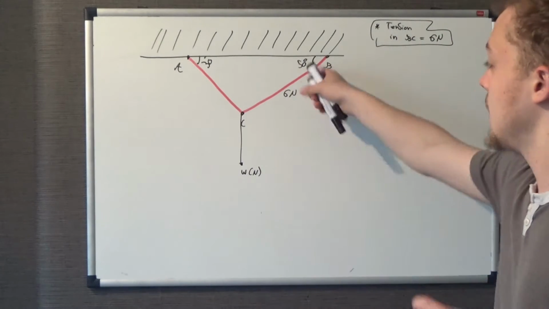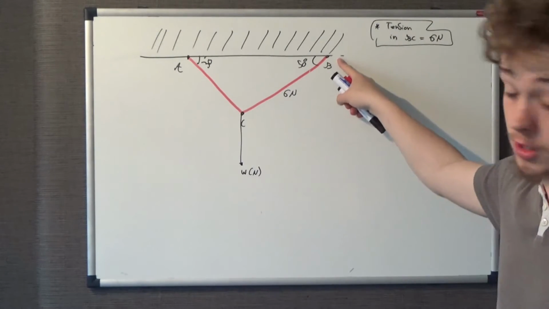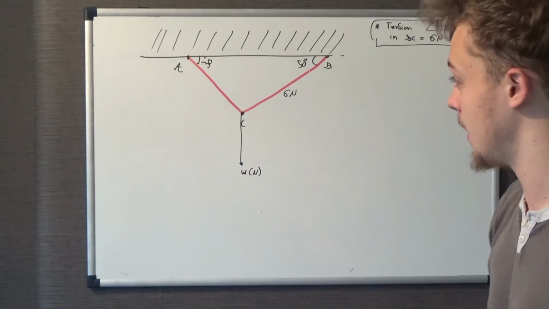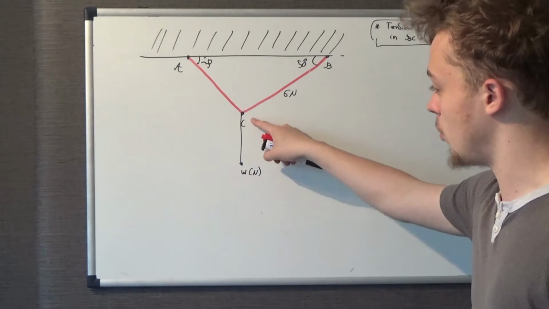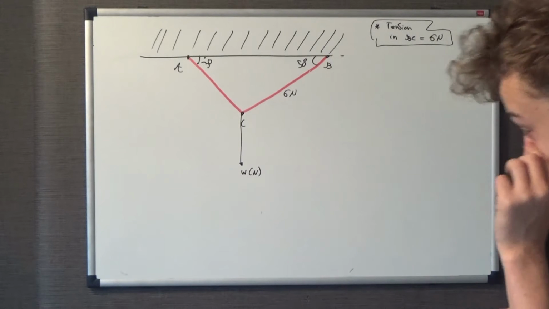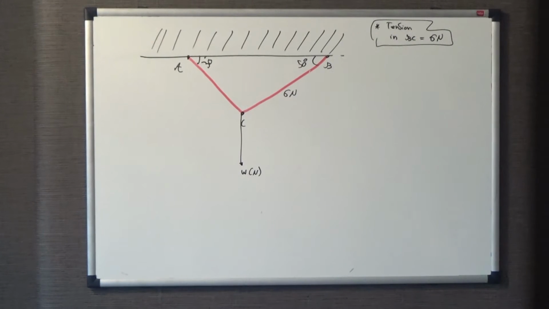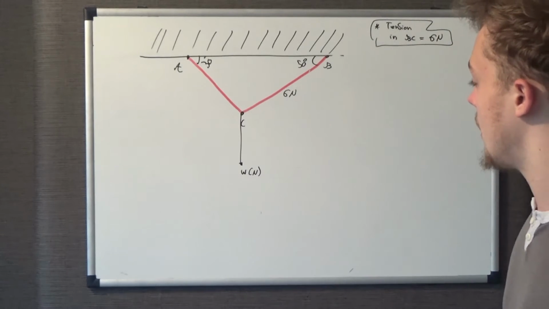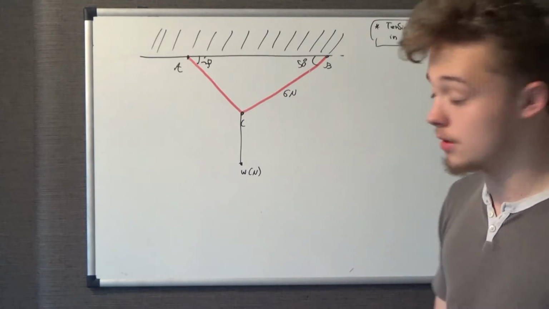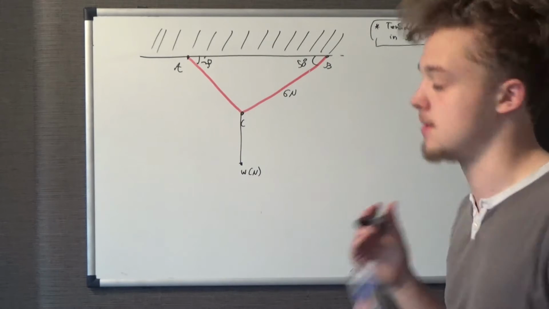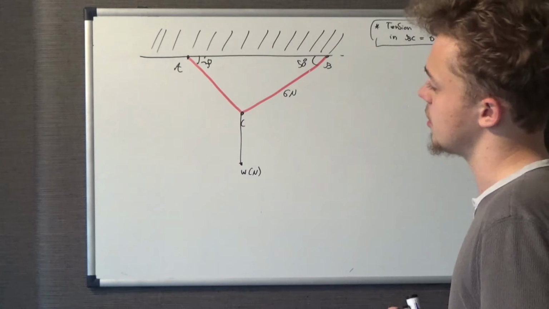Anyway, there's a point B here where it touches the roof, point A over here where it touches the roof. And where the ropes meet is at point C, and at point C there is a weight to spin. I'm not told what that weight is, it just says W newtons, W signifying a weight, just a number. We're told that the tension in the rope B to C is 6 newtons. It says, now find the tension in A to C.